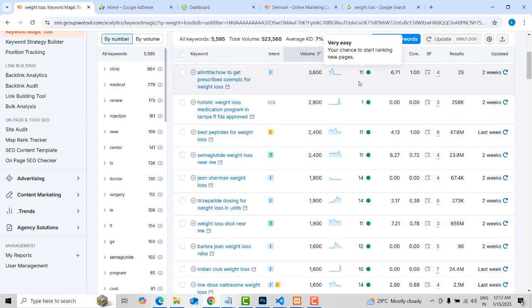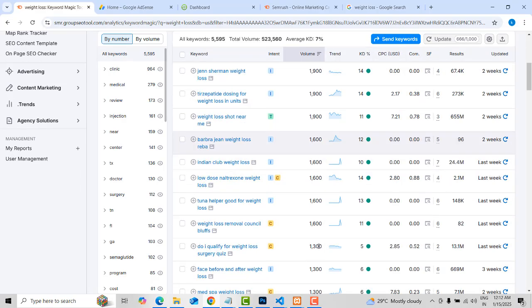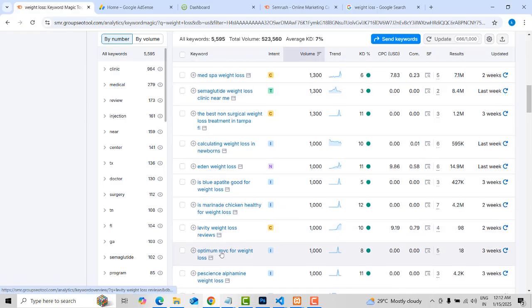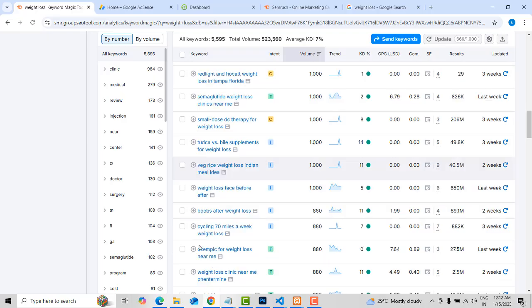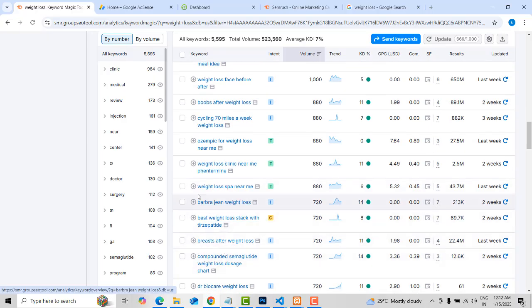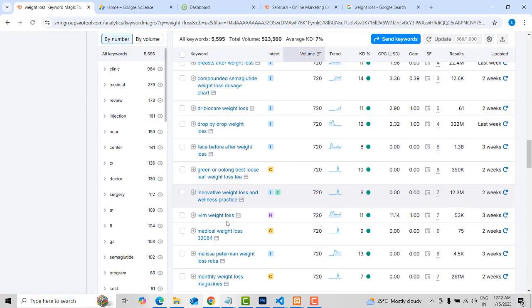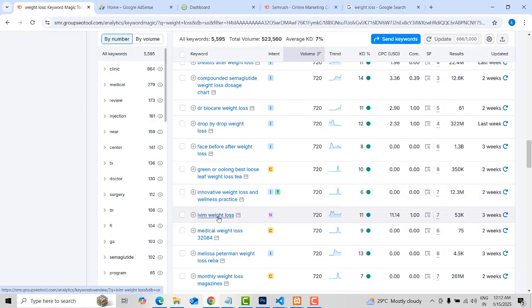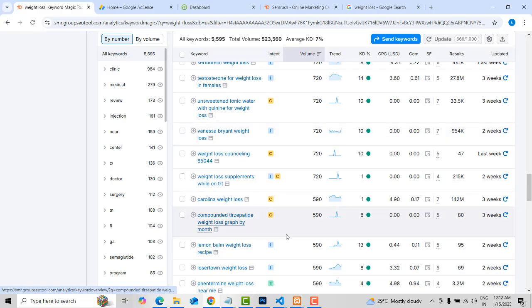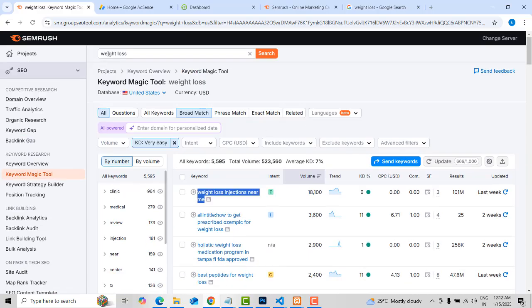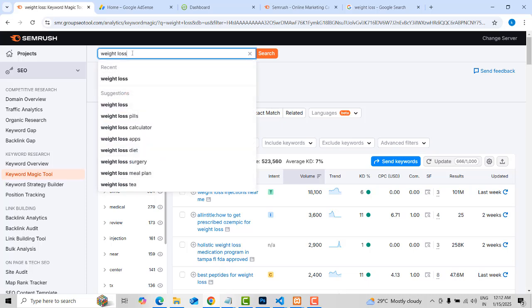After that, you should write the short tail keyword as well. That is also a must when you are ranking articles. People are searching with 2 keywords, and this is called a short tail keyword. I already showed it. For that kind of article, I took the keyword weight loss. You can find keywords like weight loss calculator, weight loss app, weight loss diet.